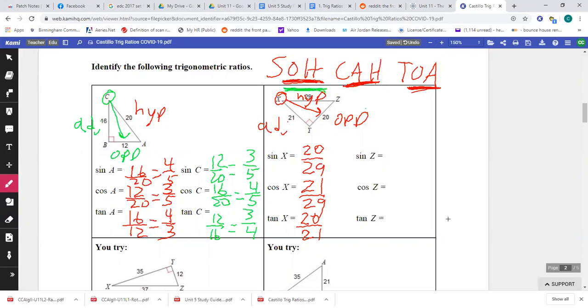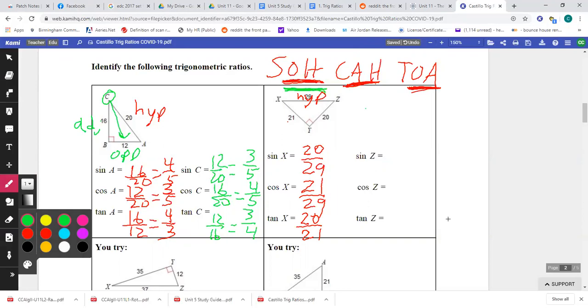Okay. So the right column, this time we are changing our angle of focus. So never keep the opposite and the adjacent the same, right? So this time, if I focus on angle Z, this becomes my opposite. This becomes my adjacent.